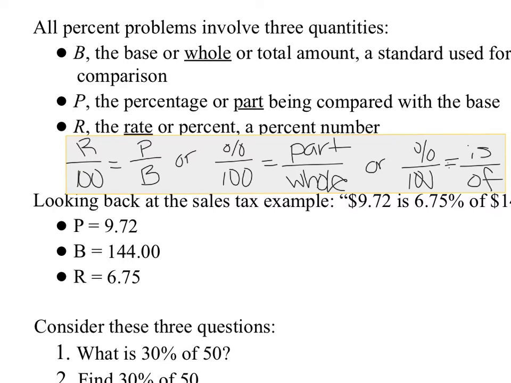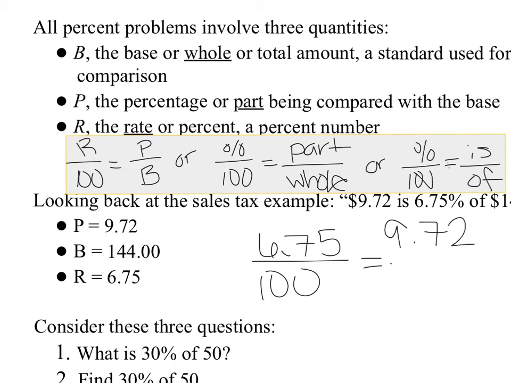So let's look back at the sales tax example. We have 9.72 is 6.75% of $144. So again, if we wrote this, it would be 6.75 over 100, because it's percent over 100, equals 9.72 over 144. The 9.72 is part of the 144. So let's consider these next three questions.